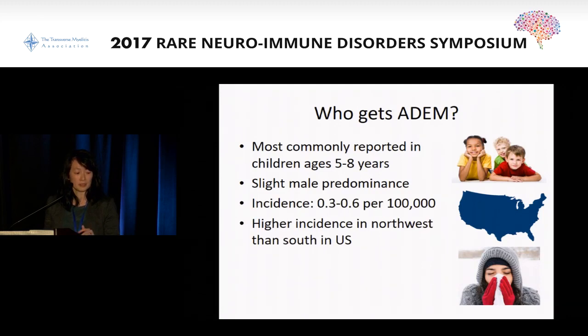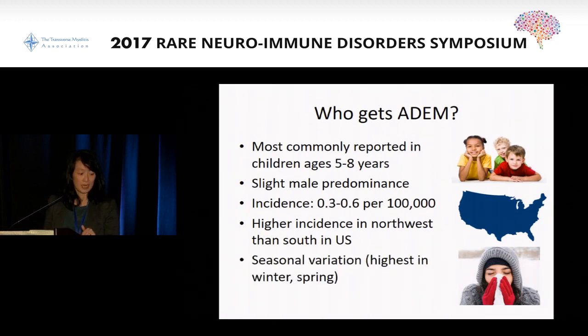There also may be some relationship to how far you live from the equator and how likely you are to get this disease, and we might speculate that it has to do with vitamin D levels. And it happens in the seasons when we get sick most, which usually is the winter and the spring.